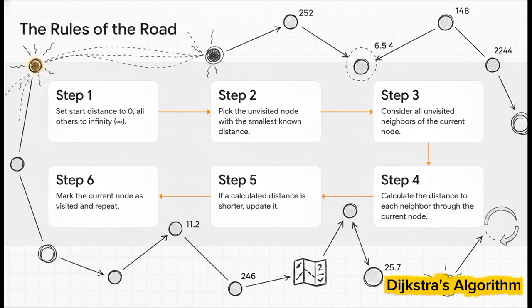And here are the specific rules of the road for our little expedition. First, you've got to set up your map. The town you're starting in? Well, the distance to get there is 0, naturally. But every other town? For now, we'll say they're infinitely far away, since we don't know a path yet. Then, you just repeat a simple process. Pick the unvisited town with the shortest known distance. From there, look at its neighbors and ask, is it shorter to get to you by going through my current town? If the answer is yes, you update your map with that new, better route. Then, you mark the current town as visited and you do it all over again.